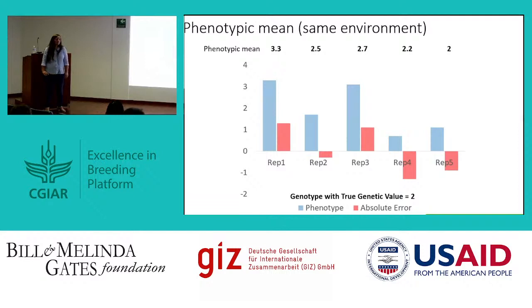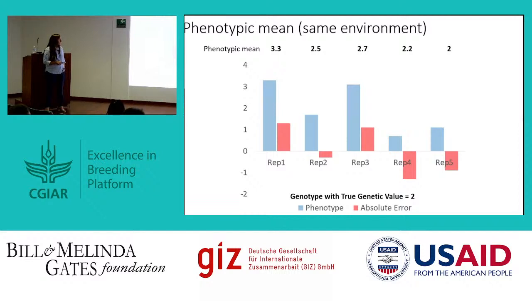We can also think about a phenotypic mean in the same environment. What I want to remind you is that the benefit of using means over single observations is this really cool ability to sort out the error in your measurements. So considering a single environment again, we have here in blue each rep of a single genotype with a true genetic value of 2, and we're showing its phenotype. The error that went into that phenotype, we know because we simulated it, is right here in red.